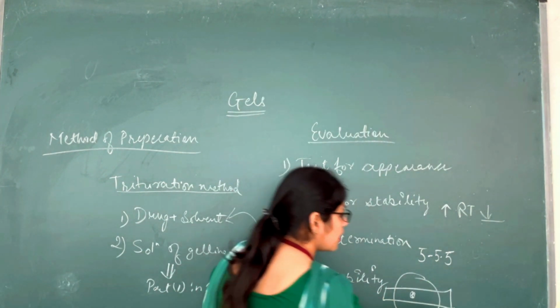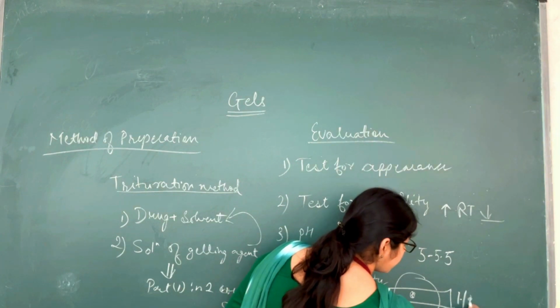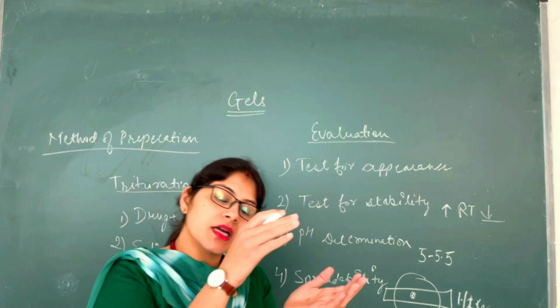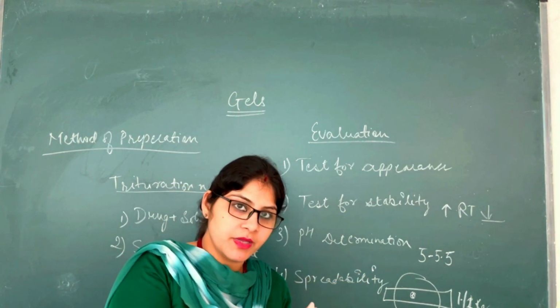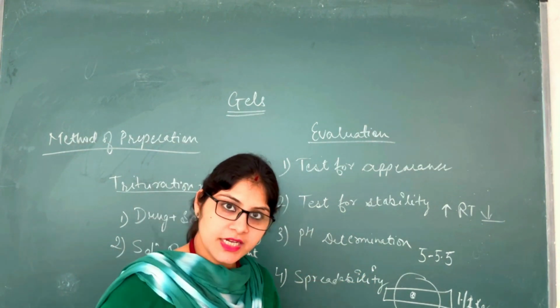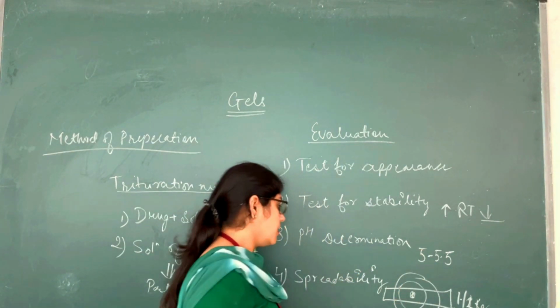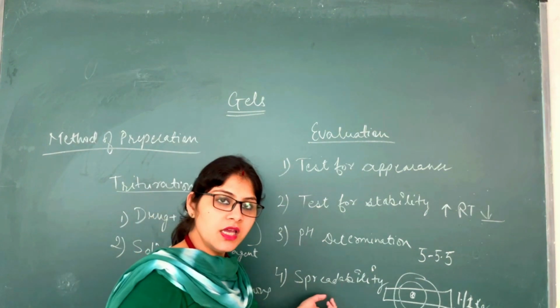Then we keep half a kg of weight on the upper slide for 5 minutes. Then we remove the weight and check how much of the gel has spread in the circle. That shows the spreadability of the gel.